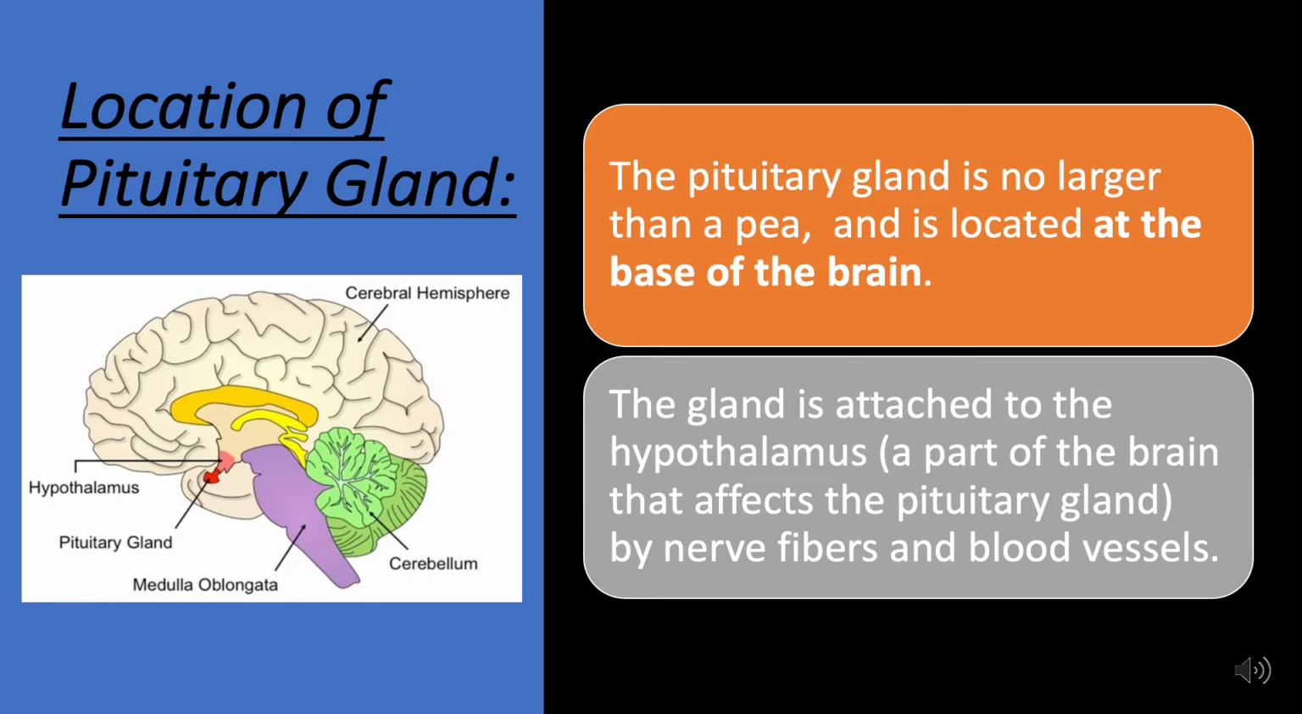Location of the pituitary gland. The pituitary gland is no larger than a pea, and is located at the base of the brain. The gland is attached to the hypothalamus, a part of the brain that affects the pituitary gland by nerve fibers and blood vessels.